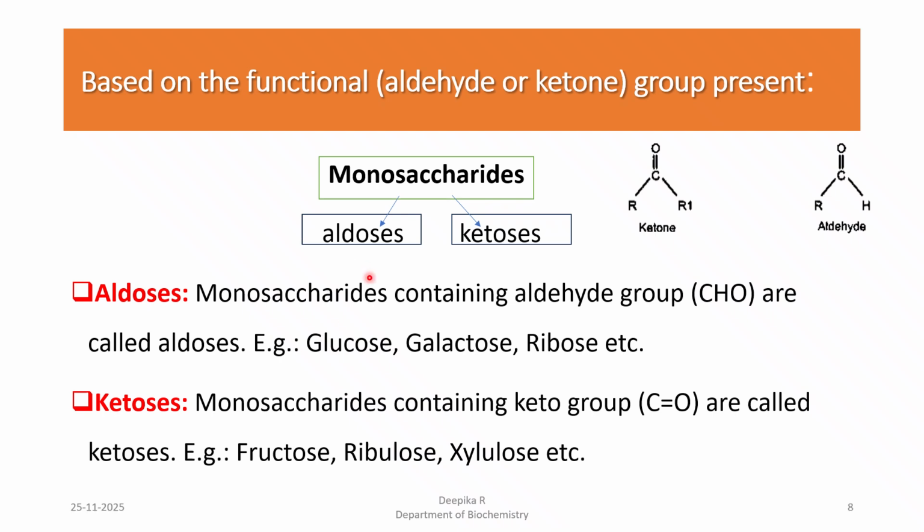So here one thing you have to remember: aldoses will always contain an aldehyde group, whereas ketoses will contain a ketone group. The ketone will be represented with C double bond O, and the aldehyde group will be represented with the CHO group.